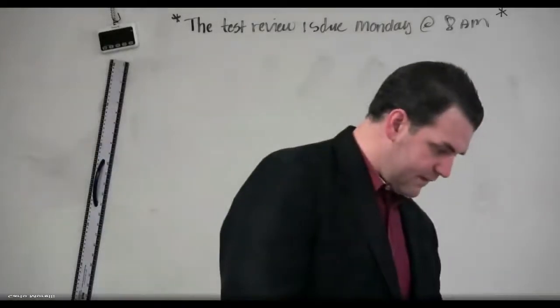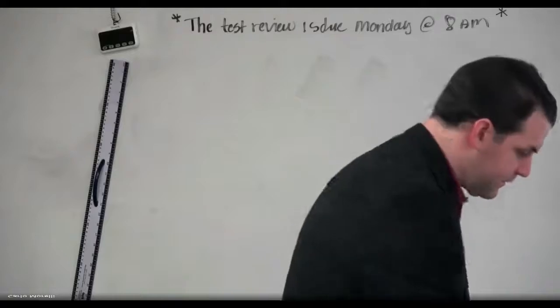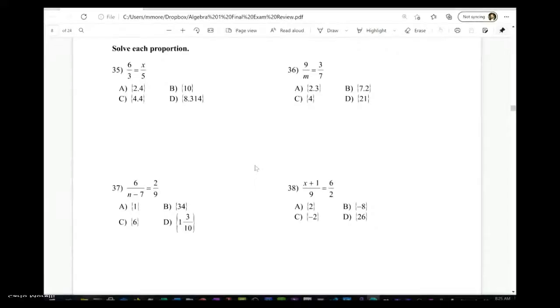We're going to take a look here at number 35. These are all proportions. And in my class and at this school, we typically solve them using something called the butterfly method. Another way of saying it is to cross multiply and divide. So 6 over 3 equals x over 5.